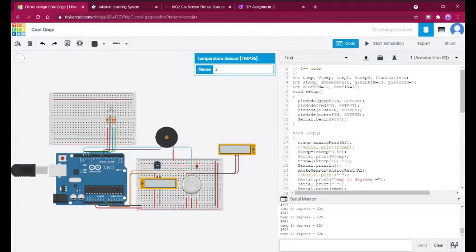My section is 20. For the DIY assignment number 2, I have made my project on Tinkercad on fire alarm.